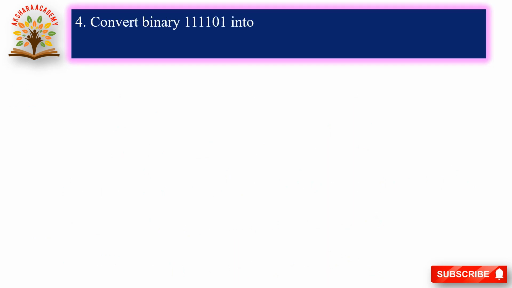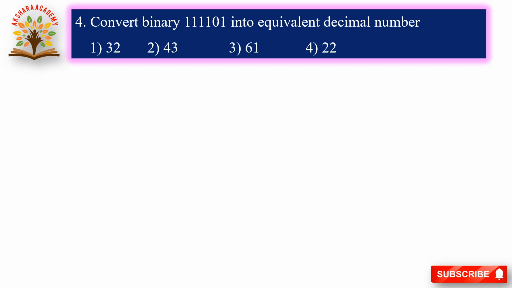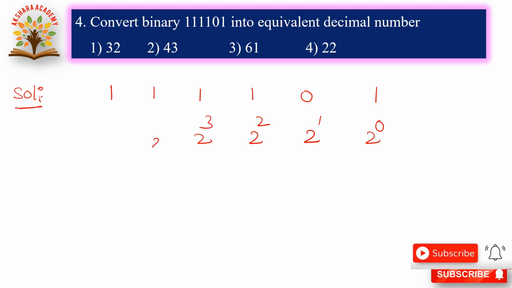Convert binary number 111101 into its equivalent decimal number. Now we are converting this binary number to a decimal number. Let us go to the solution. The given binary number is 111101. Here, from the first digit we write 2 power 0, 2 power 1, 2 square, 2 cube, 2 power 4, 2 power 5.